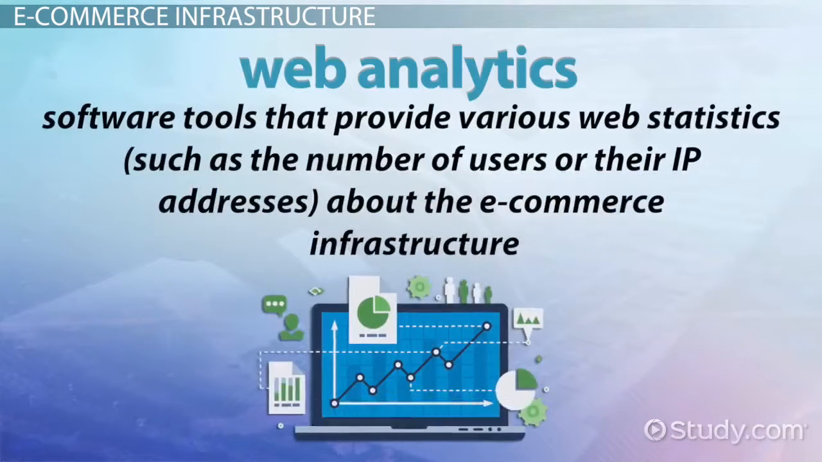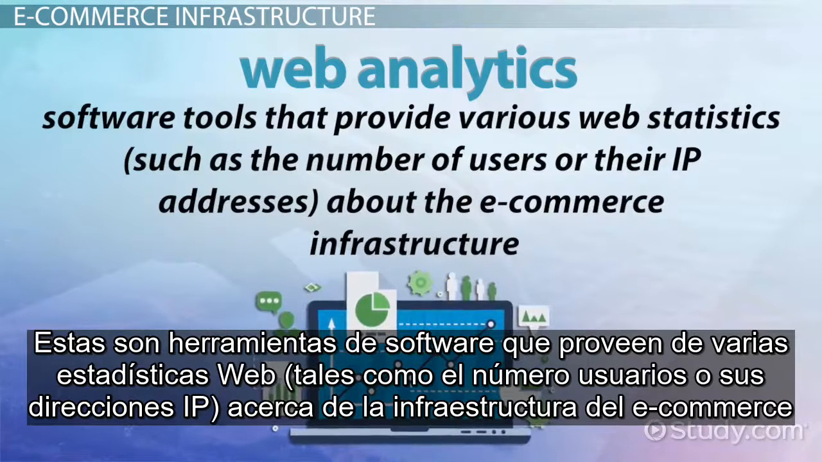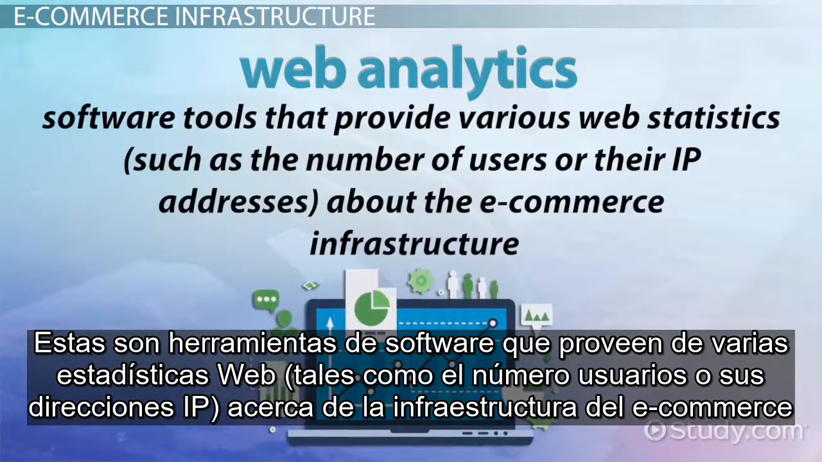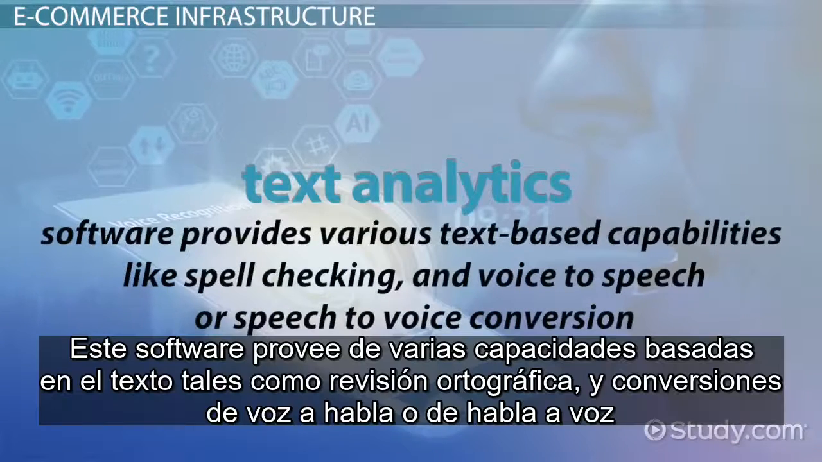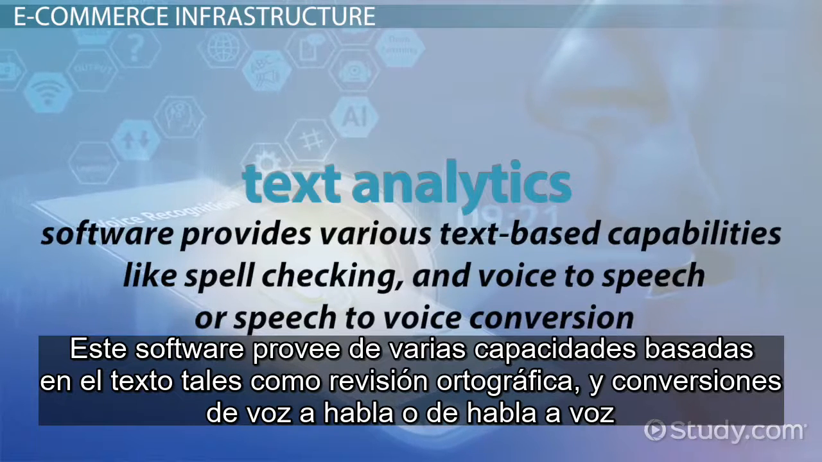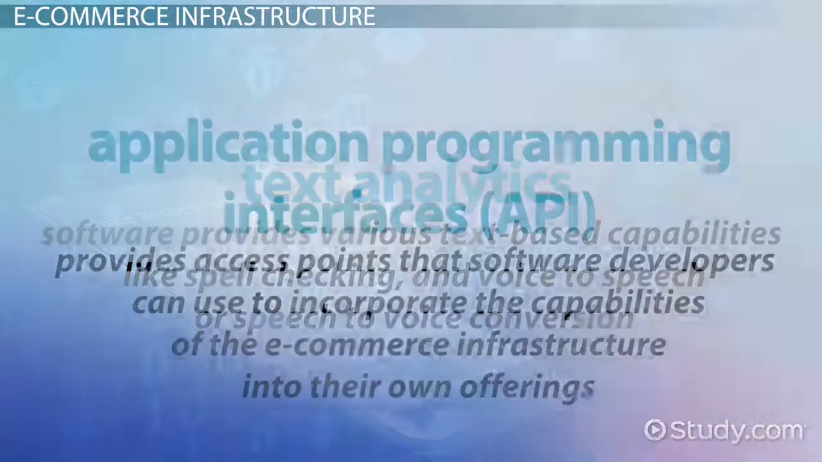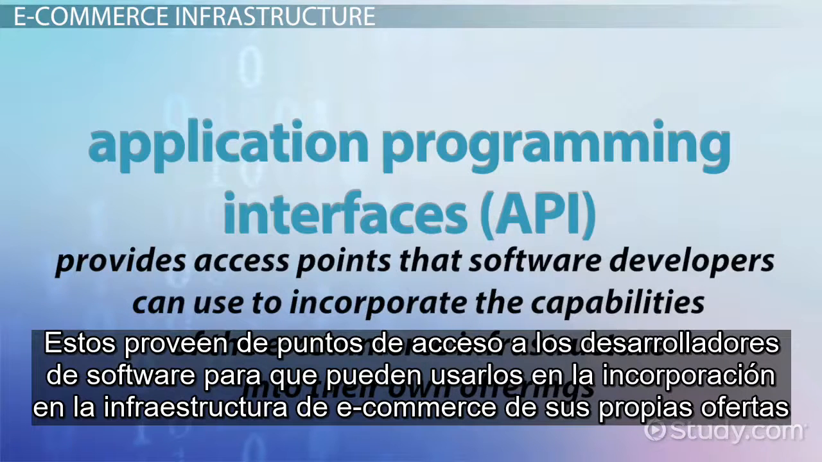Web analytics. These are software tools that provide various web statistics, such as the number of users or their IP addresses about the e-commerce infrastructure. Text analytics. This software provides various text-based capabilities, like spell checking and text-to-speech or speech-to-text conversion. Application Programming Interfaces, API. This provides access points that software developers can use to incorporate the capabilities of the e-commerce infrastructure into their own offerings.